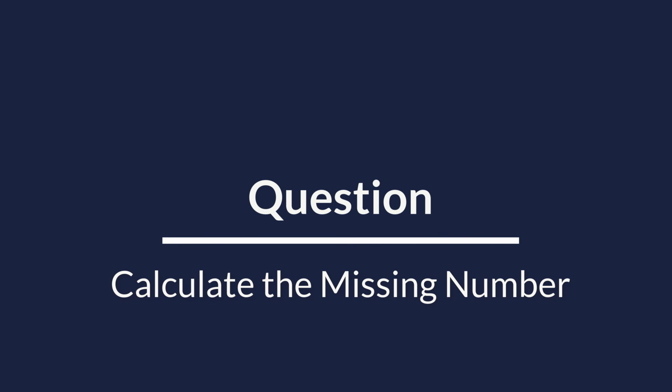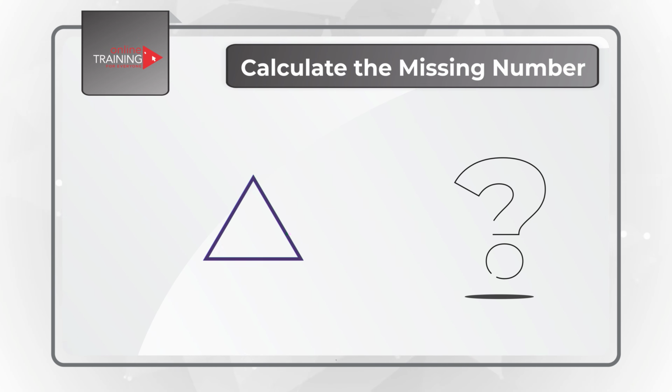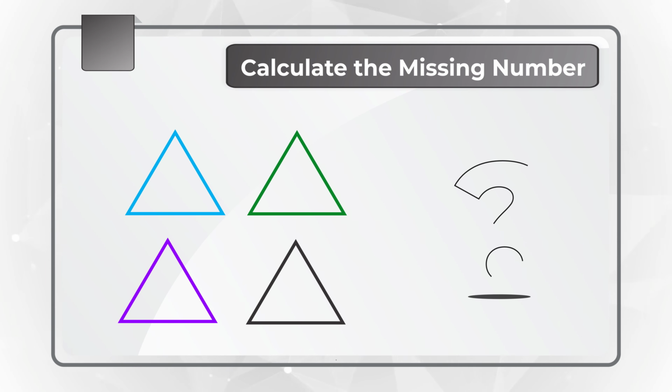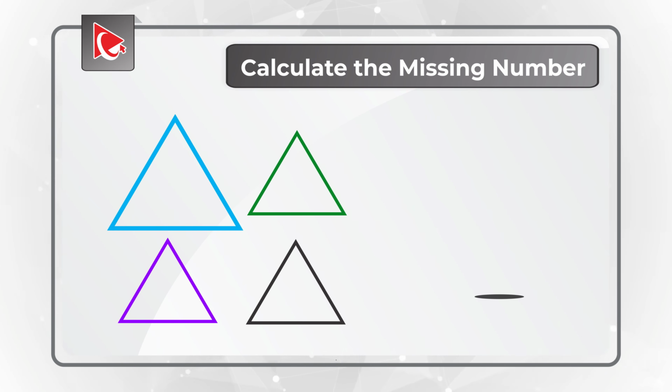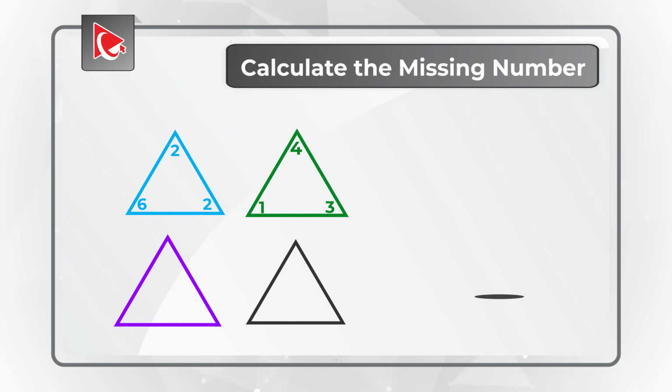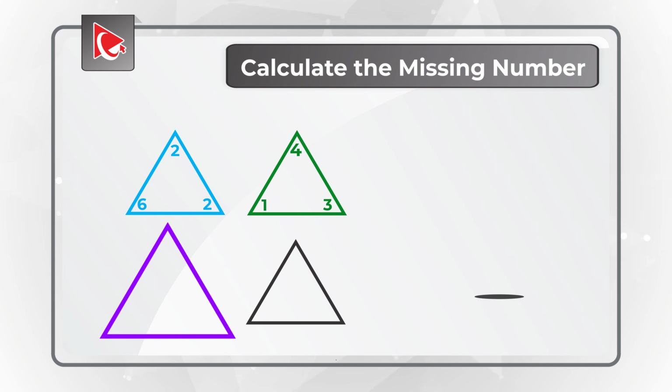Here's the famous 4-triangle question you regularly observe in the test. You need to calculate the missing number, which is represented by the question mark. And you're presented with 4 different triangles. Each triangle is of a different color. The first, bottom left corner blue triangle has numbers in the corners 2, 2, and 6. The green triangle next to it in the upper right corner has numbers 4, 3, and 1. The purple triangle in the bottom left corner has numbers 3, 5, and 2.